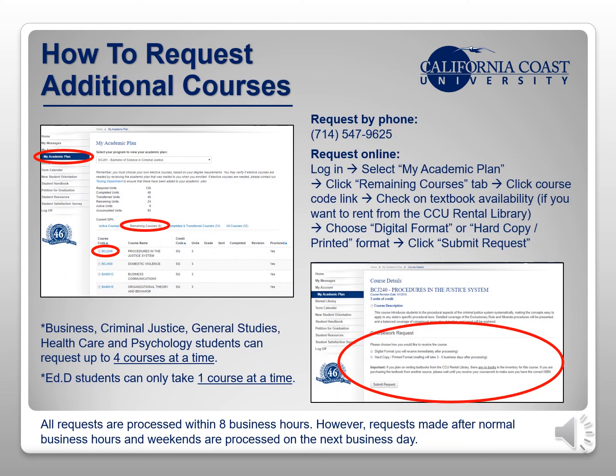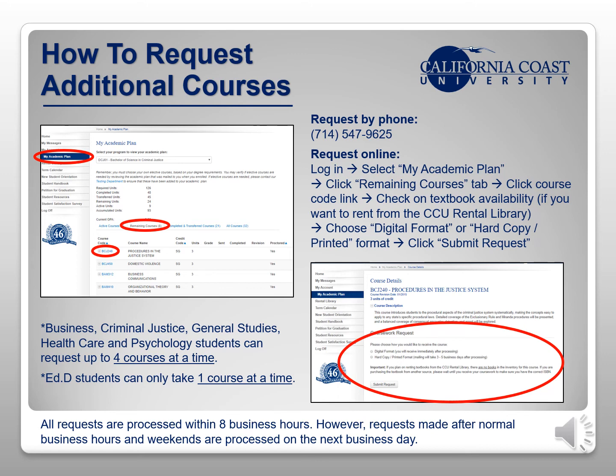How to request additional courses. Request by phone, 714-547-9625. Request online. Log in. Select My Academic Plan. Click Remaining Courses tab. Click Course Code link. Check on textbook availability if you want to rent from the CCU rental library. Choose digital format or hard copy printed format.